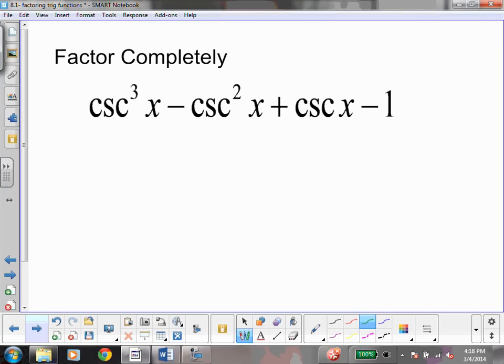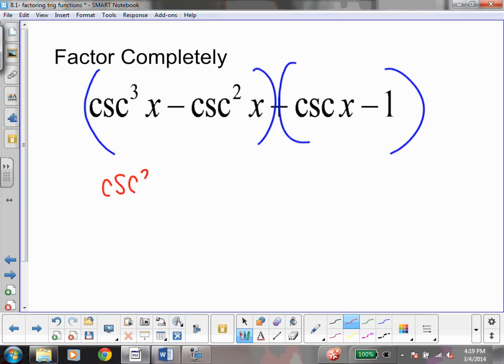And this will be our final factoring problem. I've got the cosecant cubed of x minus the cosecant squared of x, plus the cosecant of x minus 1. Since I see four terms, I automatically want to think factoring by grouping. Now, from here, it's just pulling out greatest common factor. So the greatest common factor between the first two terms here would be just the cosecant squared of x, because there's 3 there and 2 there.